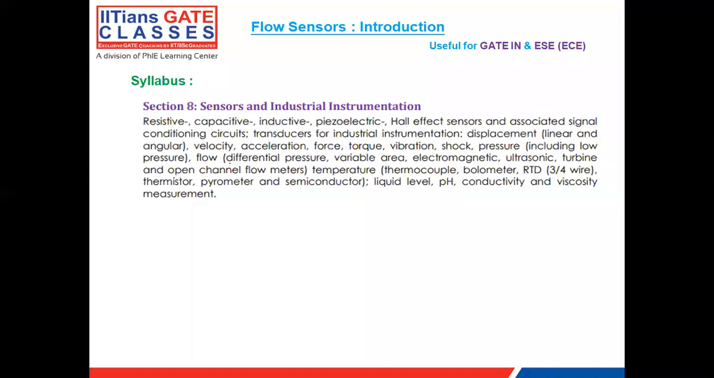One is differential pressure flow meters, and another is variable area. You have electromagnetic flow meters, ultrasonic flow meters, turbine flow meter, and some open and closed channel flow meters. If you have analyzed the last 10 or 12 years of questions, there is one thing common: the questions are mostly asked from the electromagnetic flow meter, ultrasonic flow meter, and turbine flow meter. These three topics are very important. Out of these, ultrasonic flow meter is the most important.